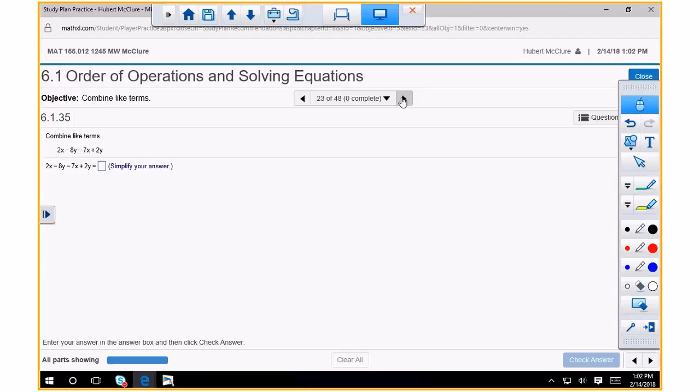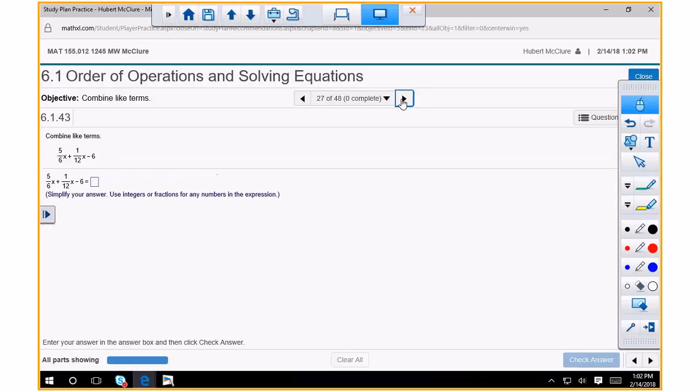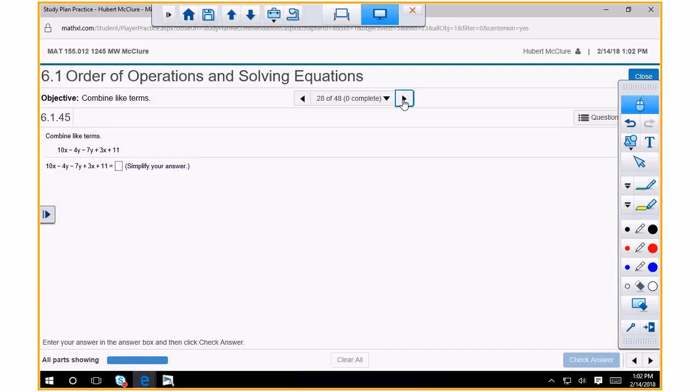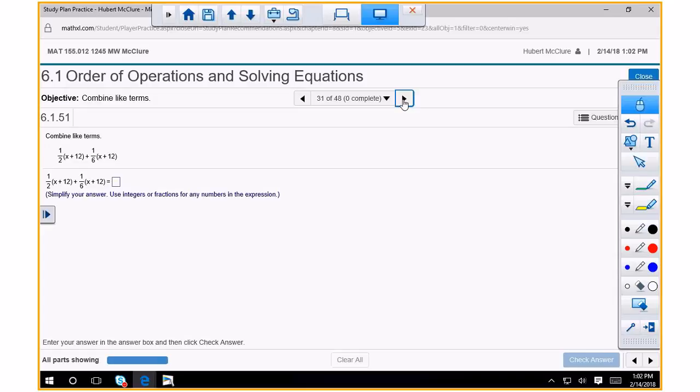They find a good test question for you. Just did one like that. Just did one like that. All right, there's one. Do that one. That's a test question. One half times x plus 12 plus 1/6.